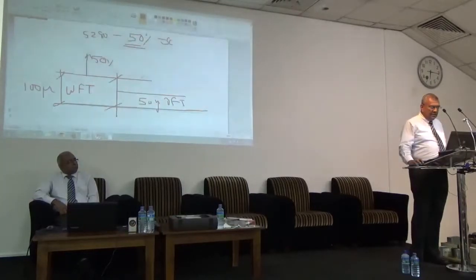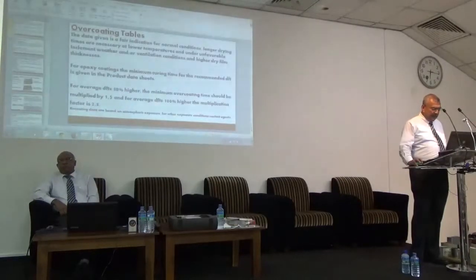Now we also learned in the morning, 9 o'clock, we start painting. So it took 4 hours for it to come down. At 12 o'clock, the next coat can be applied. Now this is what the data sheet is telling you.